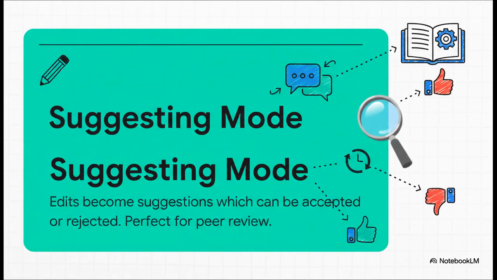Suggesting mode. Oh my gosh, this is a game changer for peer review. It's like giving every student a digital red pen. Their changes show up as suggestions that the original author can either accept or reject. In Microsoft Word, this exact same amazing feature is called Track Changes. Different name, same goal. Powerful feedback that respects the original author.